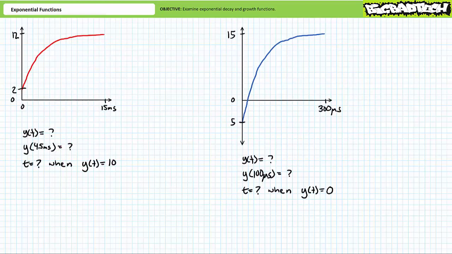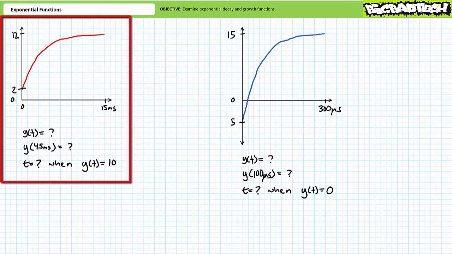Alright, put your understanding of the more comprehensive growth function to the test with this set of illustrated example problems. Let's say we're given a function that starts at 2 and grows to 12 over a span of 15 milliseconds. See if you can format this function using the more comprehensive growth function formula. Once you've got this function in the desired format, see if you can solve for the y value at t equals 4.5 milliseconds. Additionally, see if you can solve for the time value when y equals 10.